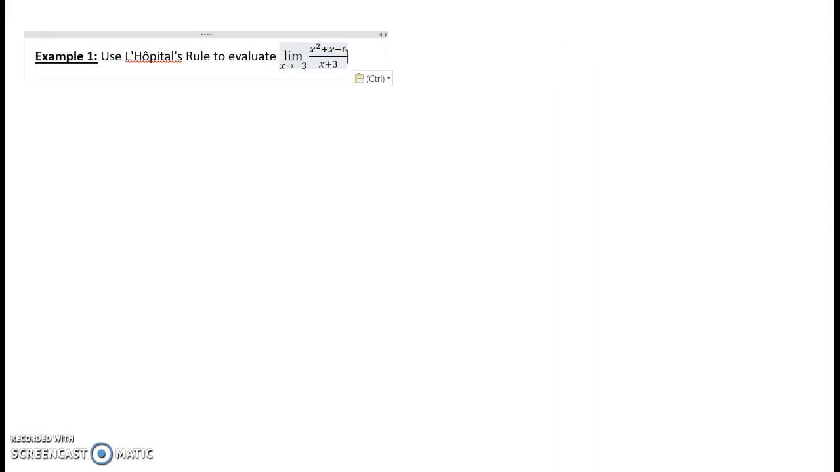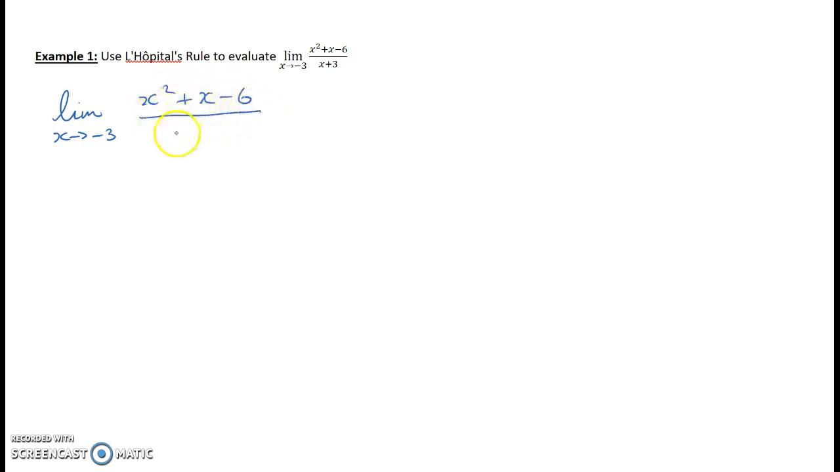Okay, so in this example we're going to use L'Hopital's rule to evaluate the limit as x approaches -3 of x squared plus x minus 6 over x plus 3. Now before we get to L'Hopital's rule, let's try substitution.